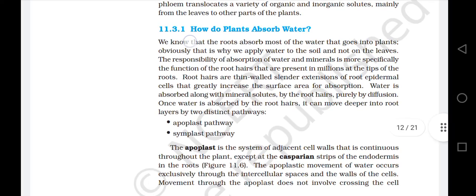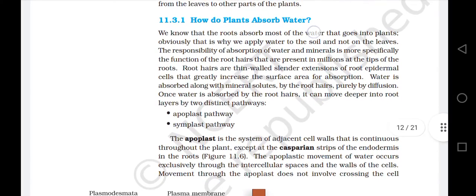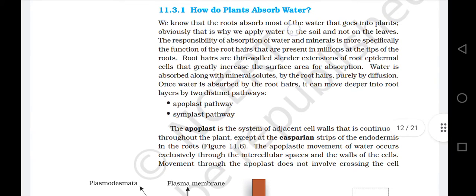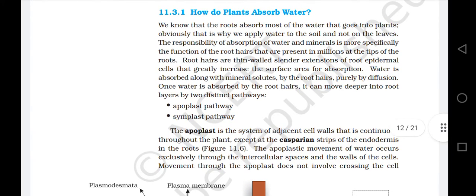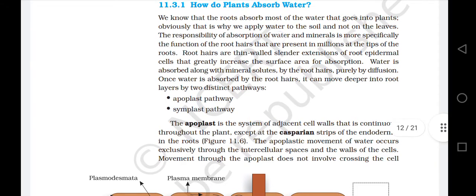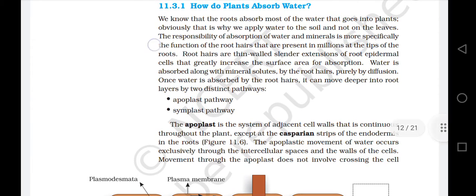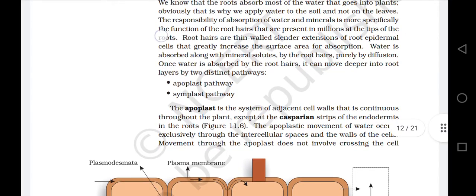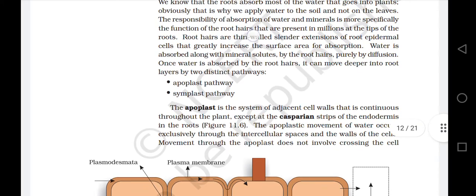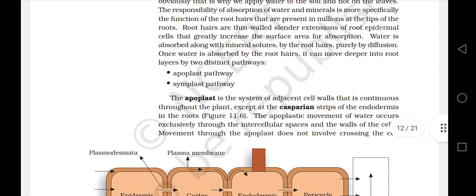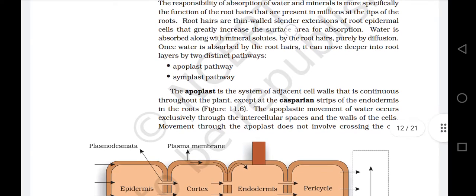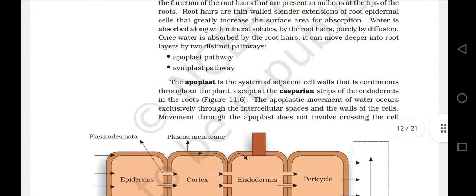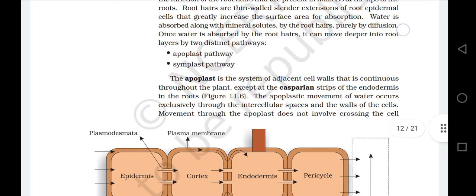11.3.1 How do plants absorb water? We know that the roots absorb most of the water that goes into plants. Obviously, that is why we apply water to the soil and not onto the leaves. The responsibility of absorption of water and minerals is more specifically the function of the root hairs that are present in millions at the tip of the roots. Root hairs are thin-walled, slender extensions of root epidermal cells that greatly increase the surface area for absorption. Water is absorbed along with mineral solutes by the root hairs purely by diffusion.